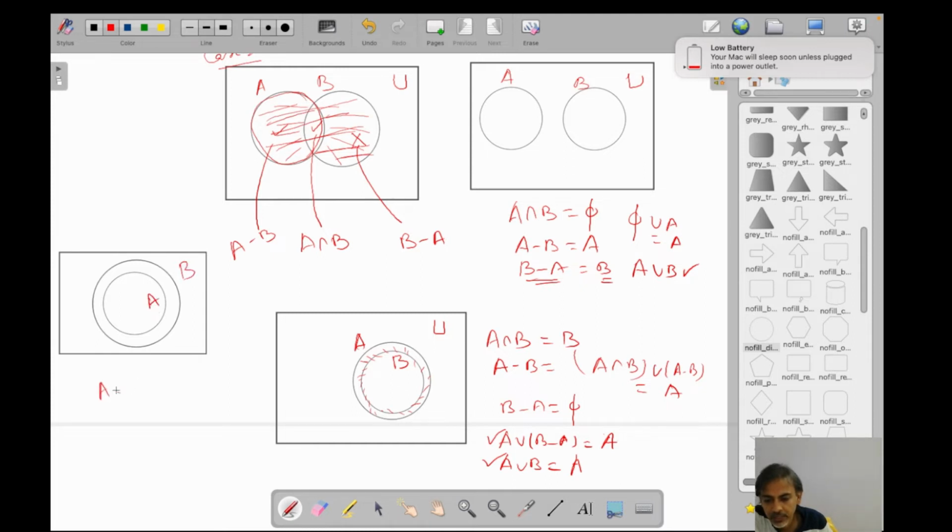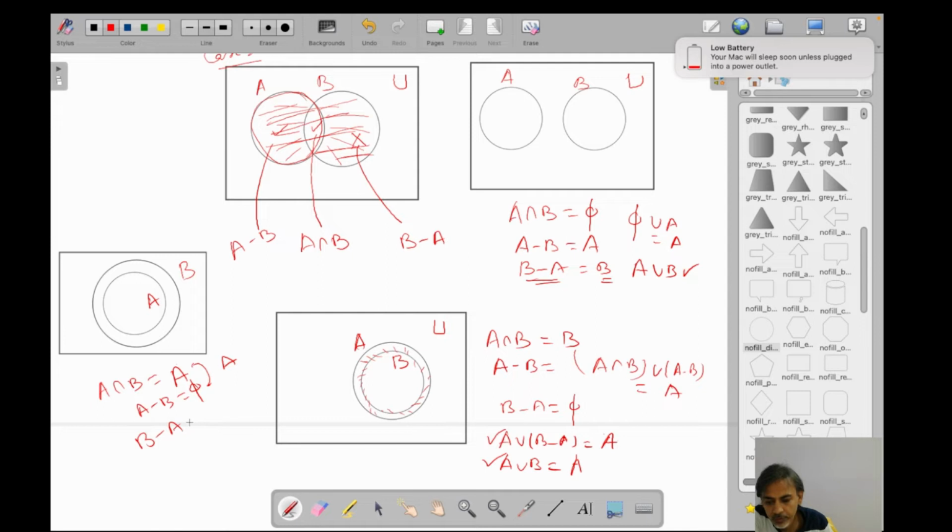Look at here, A intersection B. What will be A intersection B? Will be nothing but A itself. When I look at A minus B, whatever is available in B but not in A, nothing there. So when I do a union of these two, I will get A. Similarly, if I look at B minus A, what will be B minus A?